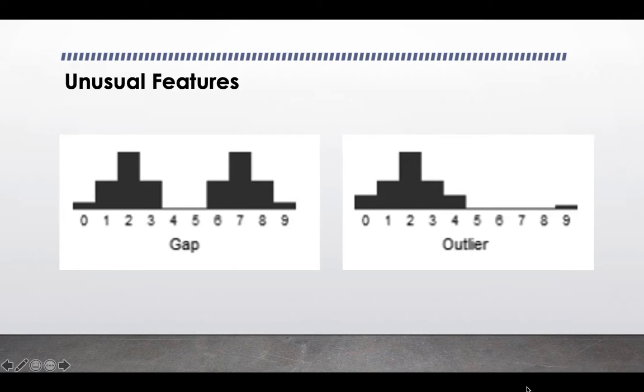Some unusual features that you can see when a set of data is collected are gaps in a set of data, such as in this first graph. There's a large gap between the lower part and the upper part of the data. And another unusual feature that we are familiar with is an outlier. So where you have most of your data centered around some values and then another random piece of data that is either much greater or could be much smaller on the other side, that is an outlier.